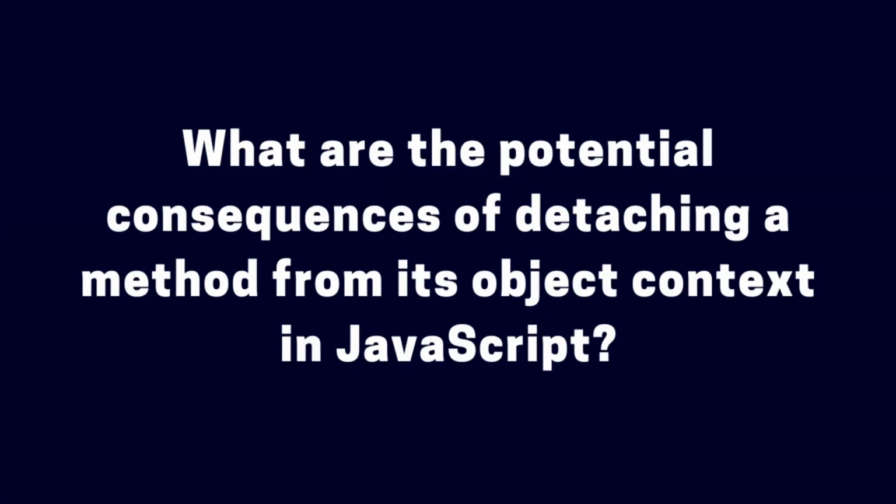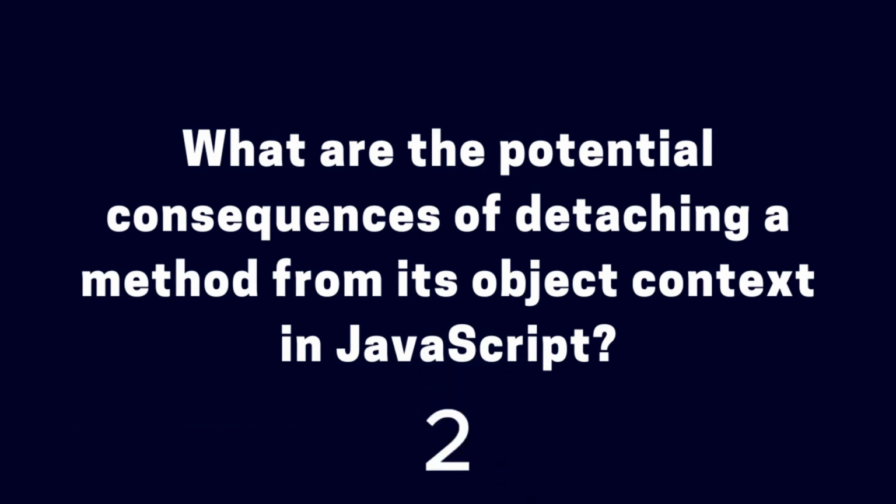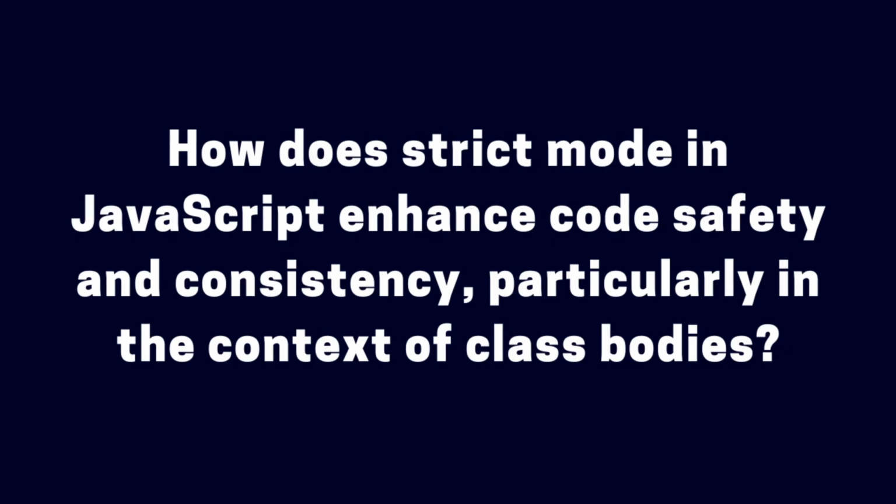What are the potential consequences of detaching a method from its object context in JavaScript? Detaching a method from its object context in JavaScript can cause the this keyword to lose its original reference. Instead of pointing to the object it belongs to, the this keyword may point to the global object, like window in browsers, or be undefined in strict mode. This can lead to unexpected behavior and bugs because the method no longer has access to the object's properties or methods.